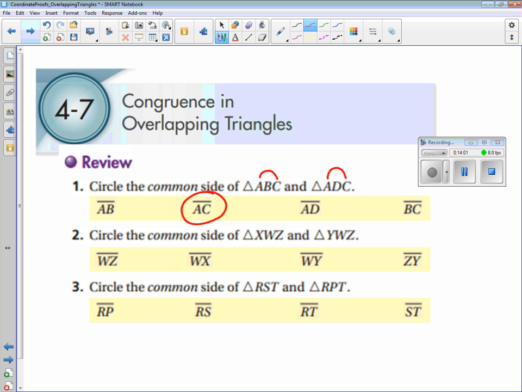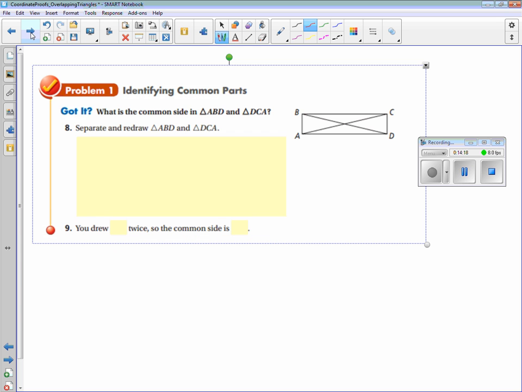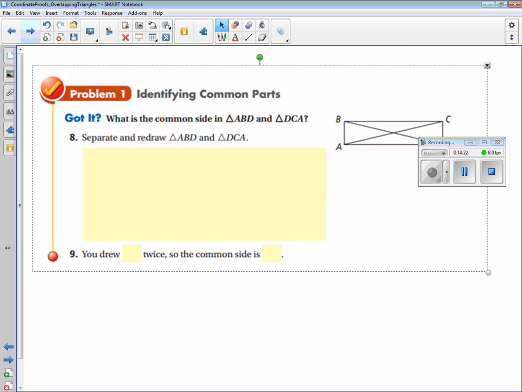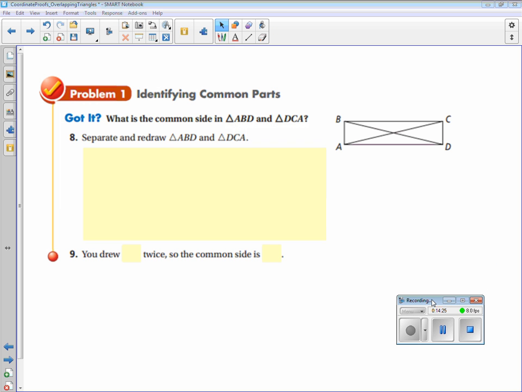How about here? What's the common side of the next one? Because WZ is again in common. Good. And then the last one, RT. Pretty easy. So even without a picture, we should be able to look for what these overlapping triangles would have in common. So let's look at this particular picture. And this is a common picture. Notice it does have overlapping triangles.